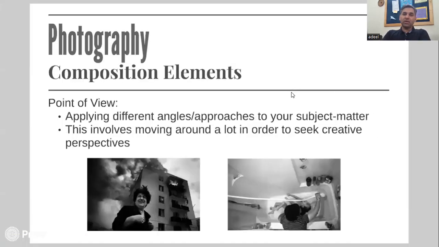Composition, again, point of view, I was talking about it earlier. So point of view, applying different angles. You can think of, once you capture a picture, what different angle are you bringing? What different perspective are you bringing? What approach? Maybe a picture from a glass window may not look like a nice picture, but maybe you go outside and then you capture it. That may bring a lot of significance.